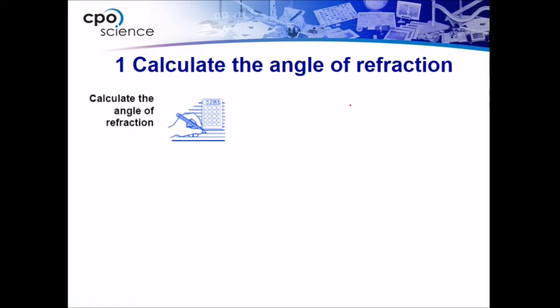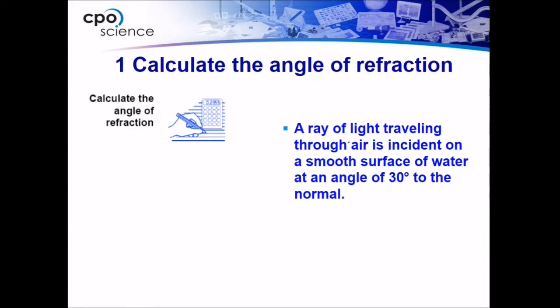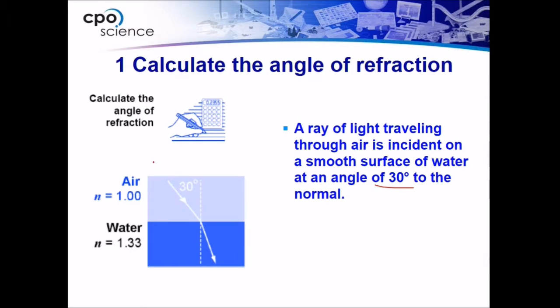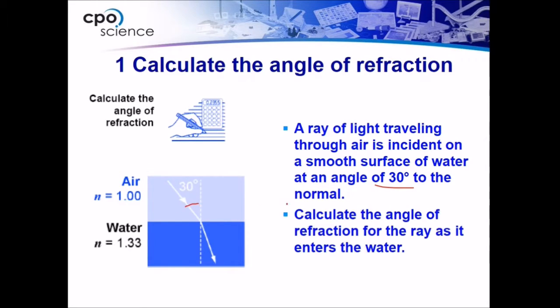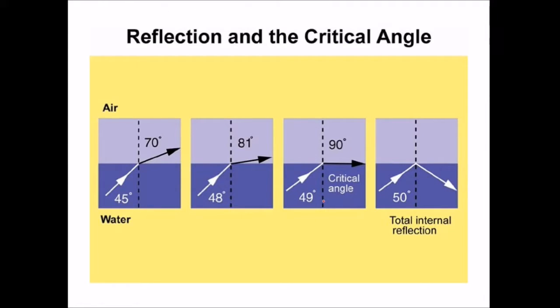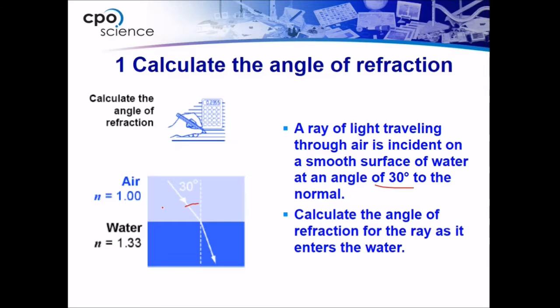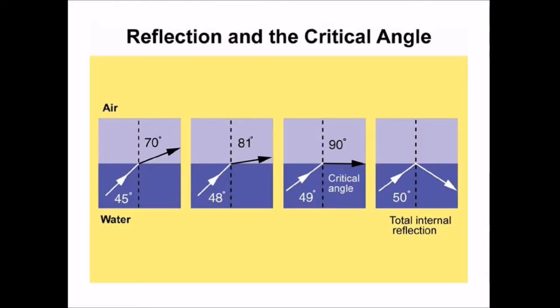So let us calculate the angle of refraction. A ray of light traveling through air is incident on a smooth surface of water at an angle of 30 degrees to the normal. Like this, 30 degrees to the normal. Now we need to calculate the angle of refraction of the ray as it enters the water. How to do it? You just use N1 sin theta 1, that is sin 30 degrees, is equal to N2, 1.33, into sin phi or sin theta. You will compute the sin theta or phi using Snell's law.